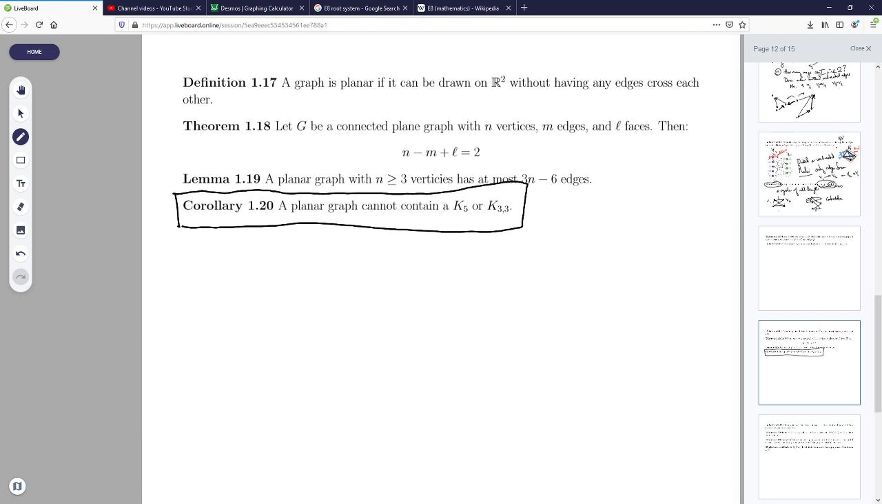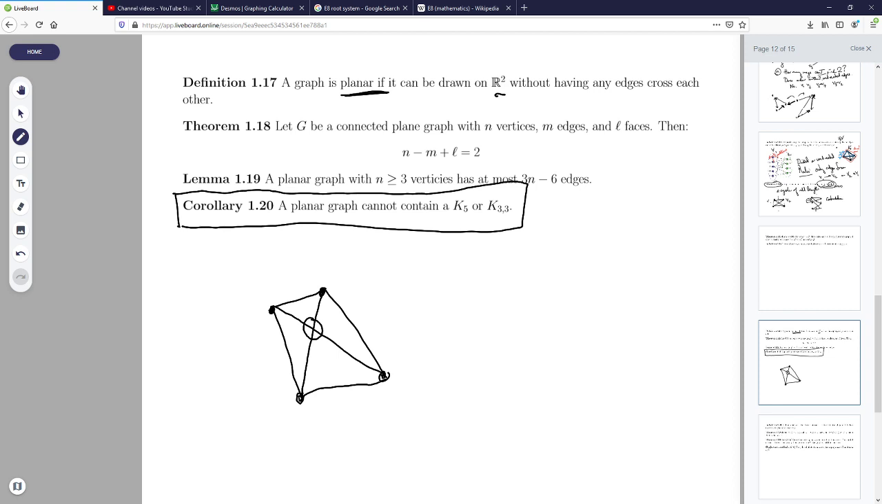So first let's talk about what a planar graph is. A planar graph is something that can be drawn on 2 dimensions without having anything cross. So for instance, this is a planar graph, but this is not a planar graph as drawn, right? Because of this crossing here.